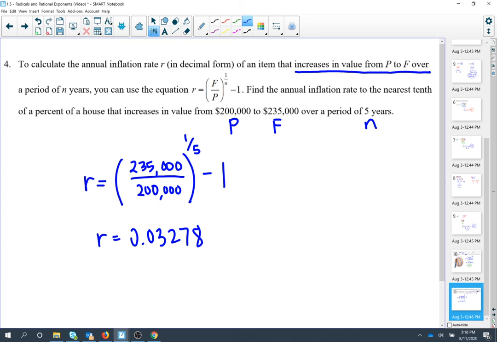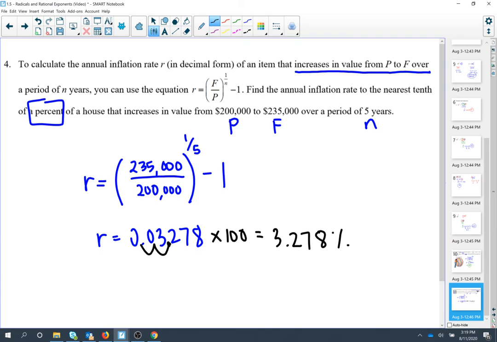So it says find the annual inflation rate to the nearest 1/10 of a percent. This is a decimal, not a percent. So the question is, well, how do you take a decimal and convert it into a percent? And the answer is you're going to multiply it by 100. All percents are based out of 100, which essentially is then going to take this decimal and move it over twice, which is going to give us 3.278%. So your annual inflation rate is about 3%.